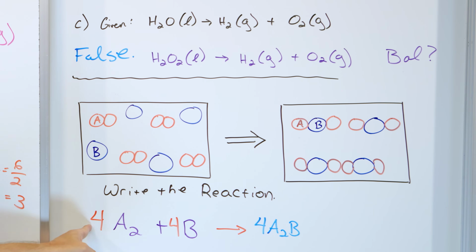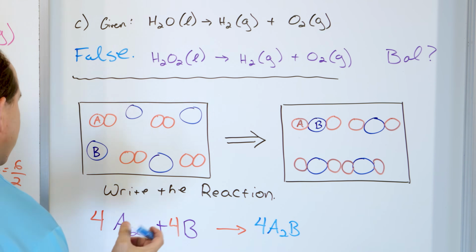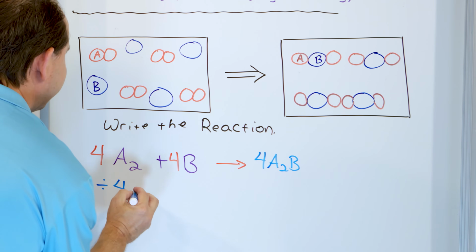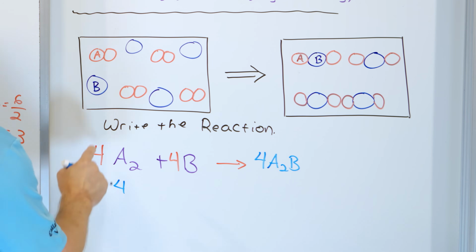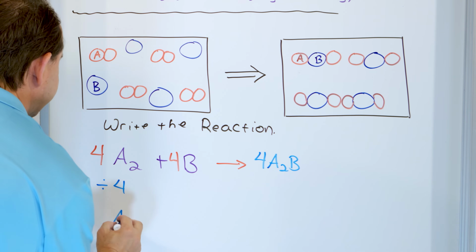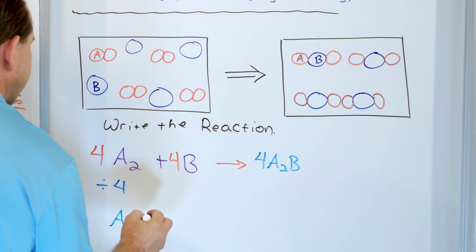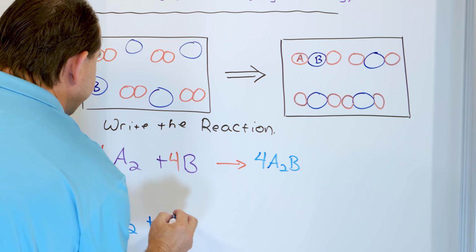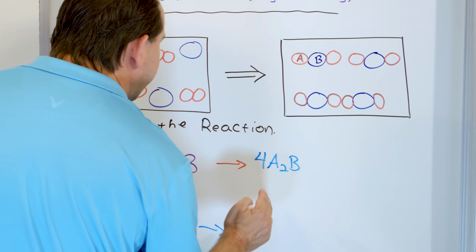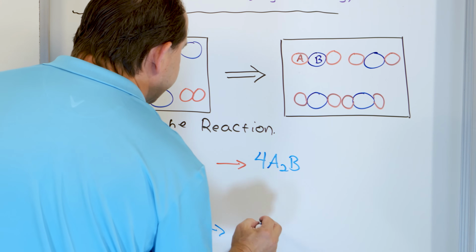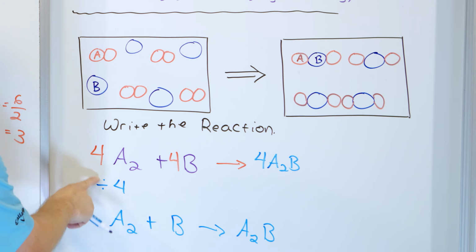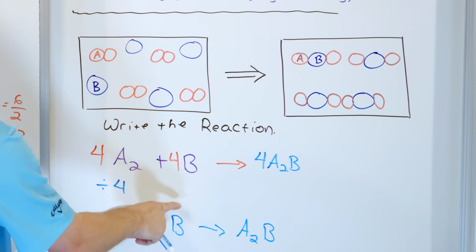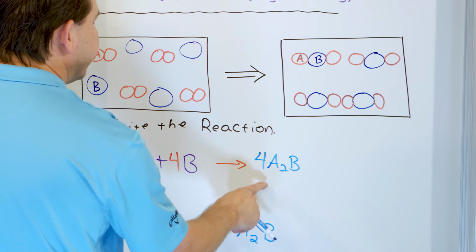So here we have a 4, and a 4, and that's okay. We could leave it like that, but we can also just divide by 4, which is the same thing as multiplying every term by 1/4. So if we divide by 4 here, we just get A2 here. If we divide by 4 here, we get B. And if we divide here by 4, we get A2B. So again, you can think of it as dividing by 4. You can think of it as multiplying by 1/4, give me 1. Multiply by 1/4, give me 1. Multiply by 1/4, give me 1.